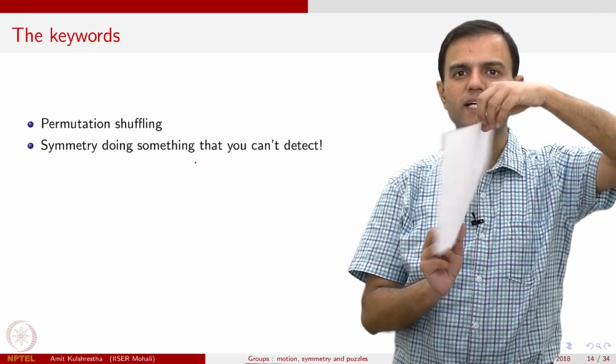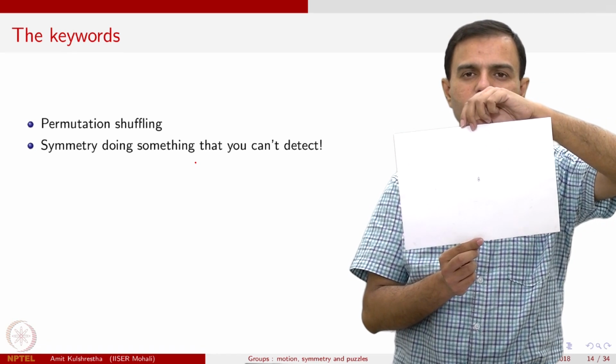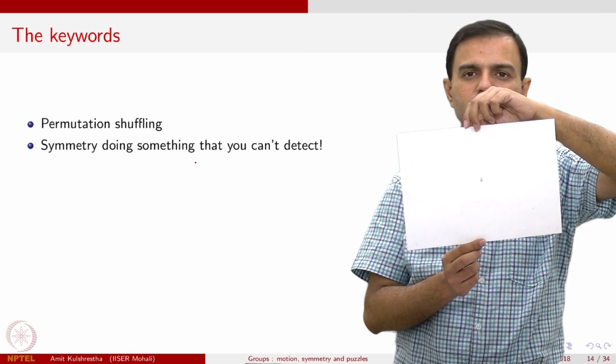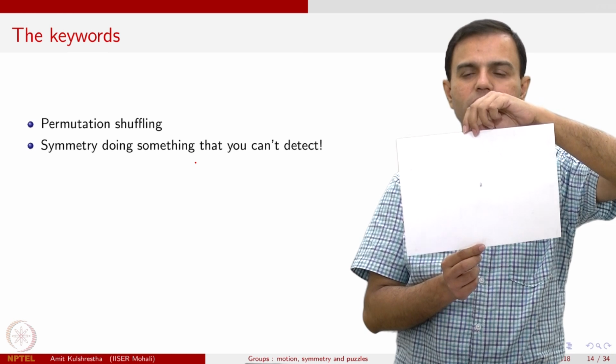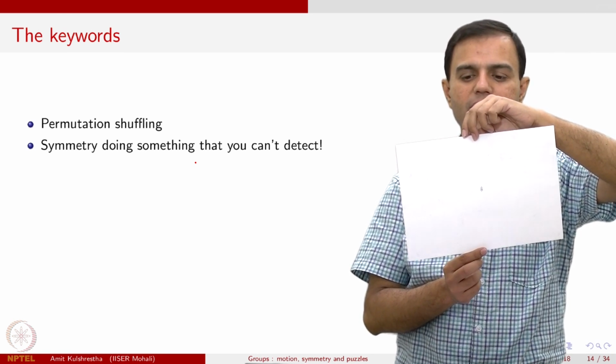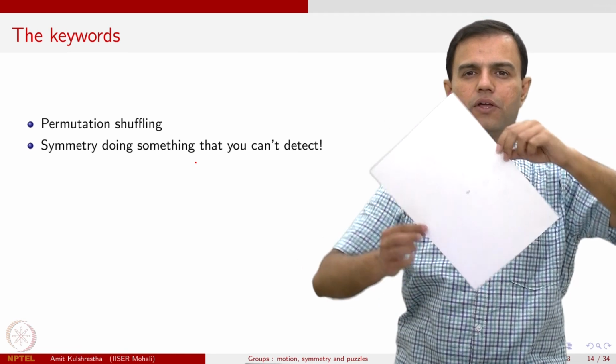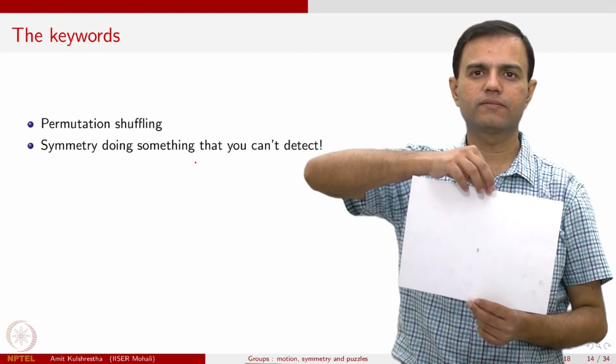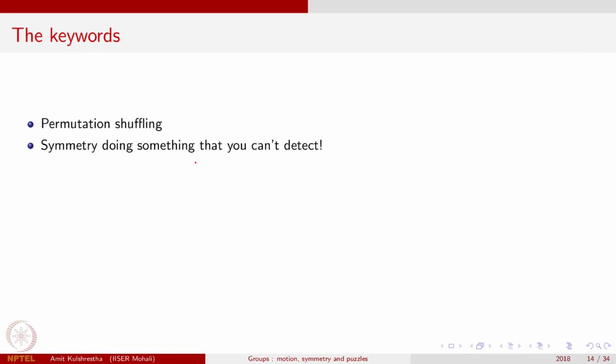Flipping about the y-axis is also a symmetry. What else? Well, doing nothing is also a symmetry. I am not doing anything, that's a symmetry. And if I rotate by 180 degrees, that's also a symmetry. So what I showed you was this.